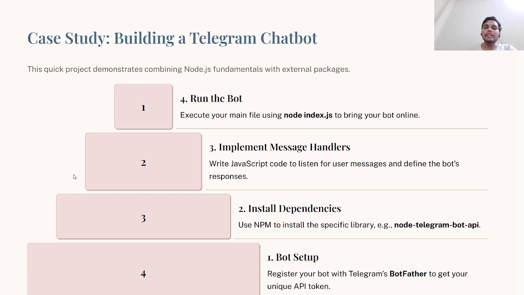Now implement message handlers. You need to write the JavaScript code to listen for user messages and define the bot to send and receive messages. You need to implement the message handlers. Now after that, run the bot. Execute your main file using node index.js to bring your bot online.